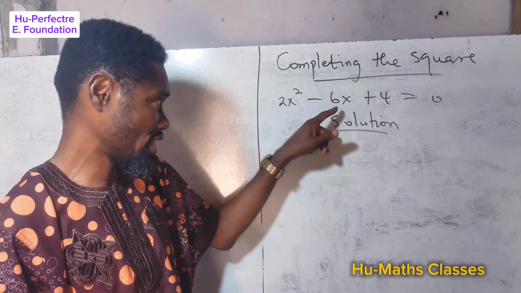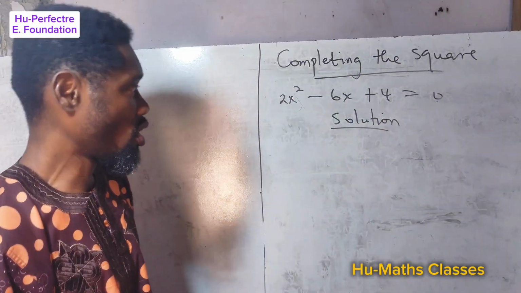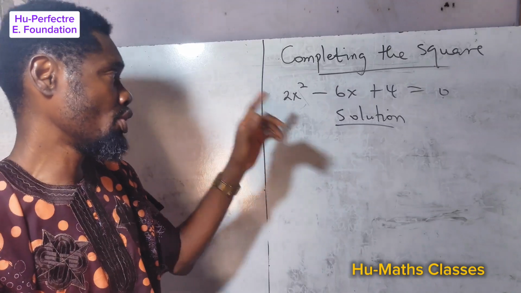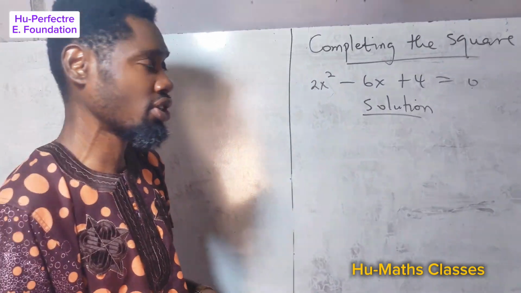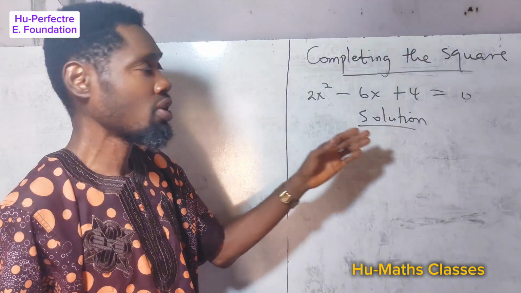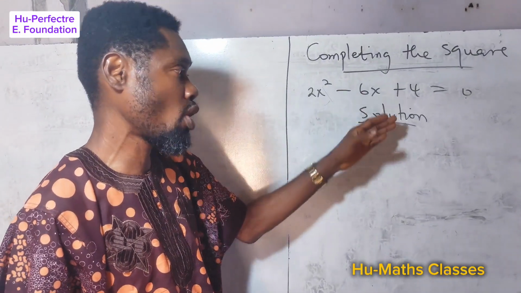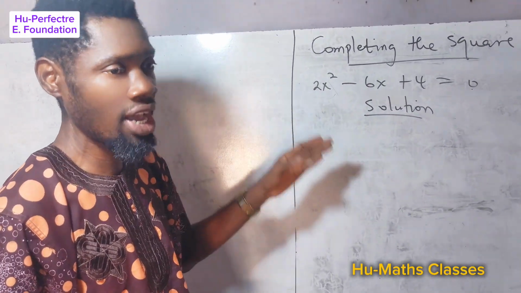Today, we're going to deal with real numbers. 2x squared minus 6x plus 4 is equal to 0. We are asked to solve using the completing the square method. There are a lot of equations that come in this form. Solve the following quadratic problem using completing the square method.